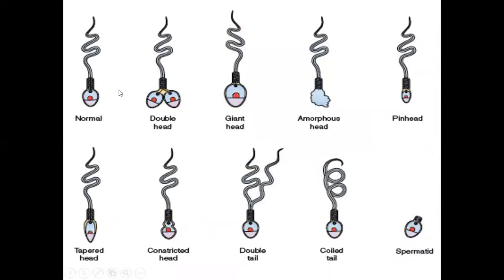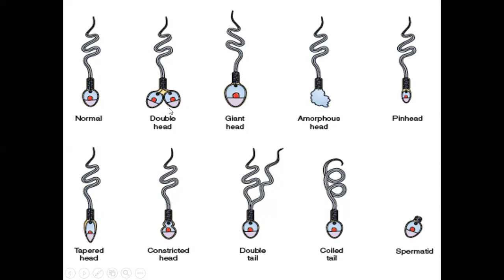Normally you have one head, a mid piece, and a tail. When you say double head, you actually have two heads plus one tail. Or giant head, bigger than the usual measurement. Amorphous heads are actually a lysed head without any acrosomal cap or any nucleus. Thin head or small head, we also have a tapered head. These cells are actually incapable of penetrating the ovum. We also have constricted head, double tail, coiled tail, and spermatids.